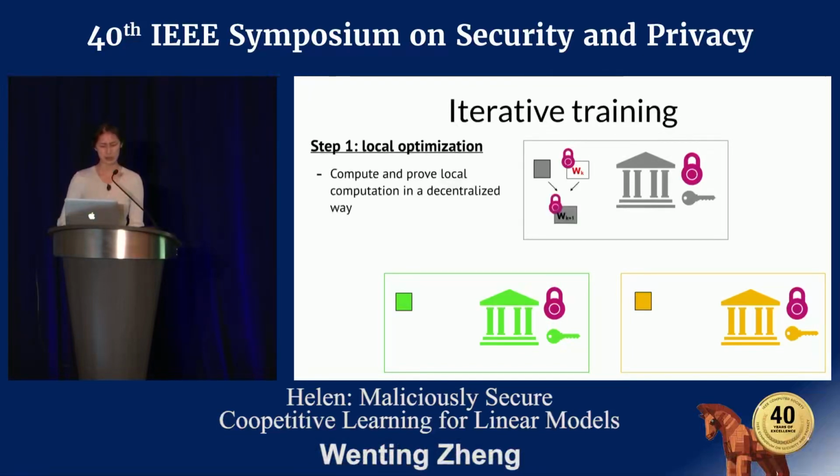In this case, they simply use homomorphic encryption to operate on their summary, which is in plain text, as well as the global weight, which is encrypted, and each party does this in a decentralized way.